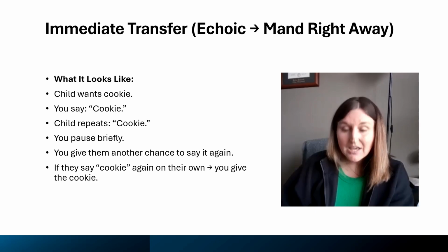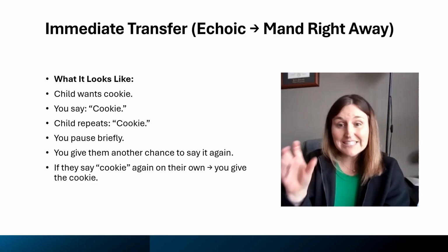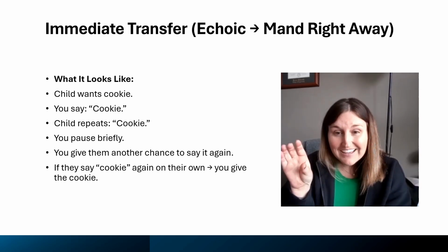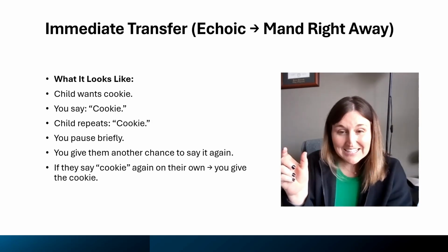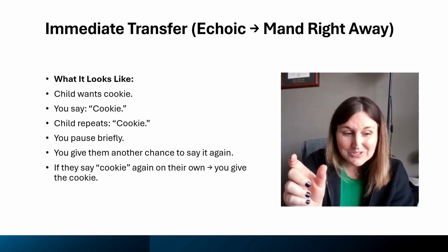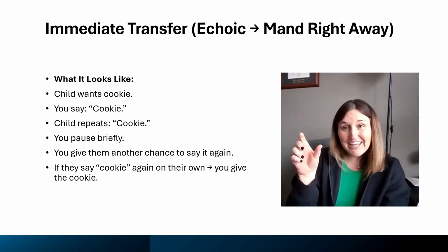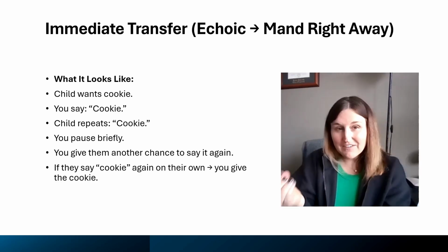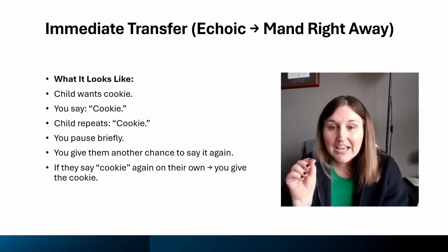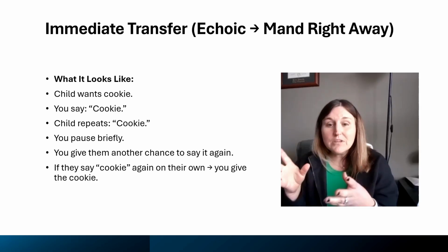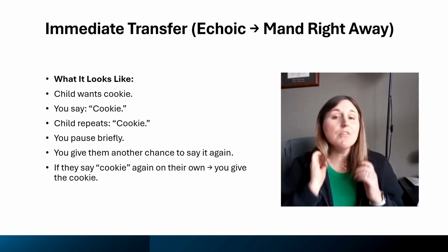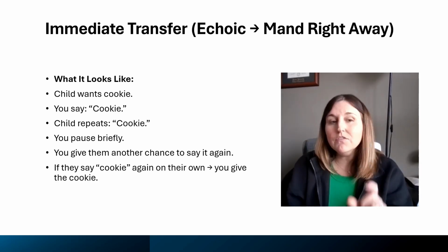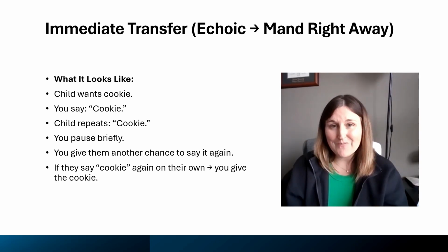So here's what this looks like. Your child wants a cookie. You say either cookie or say cookie. Your child repeats that word, cookie. You're going to pause briefly. You're not going to give them that cookie right away. Sometimes I like to bring the item even just a little bit closer. Like if this was the cookie, it's here, and I say cookie, I bring it a little closer. Then you wait to give them that chance to say it again. If they say cookie on their own, again, you give them the cookie and all the great praise, all the things that they love. Because now, in that moment, they said it on their own, even though it was really closely after we just told them.